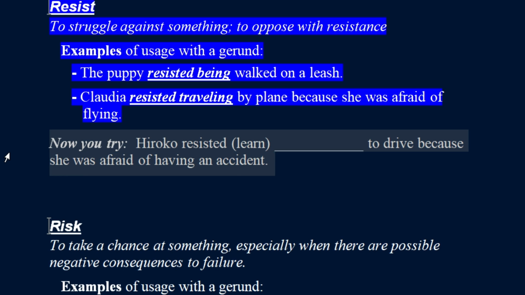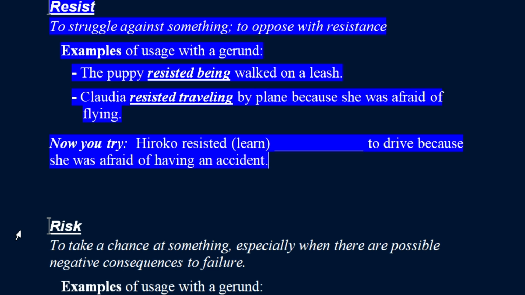Now you try. Hiroko resisted learn to drive because she was afraid of having an accident. Hiroko resisted learning to drive because she was afraid of having an accident.